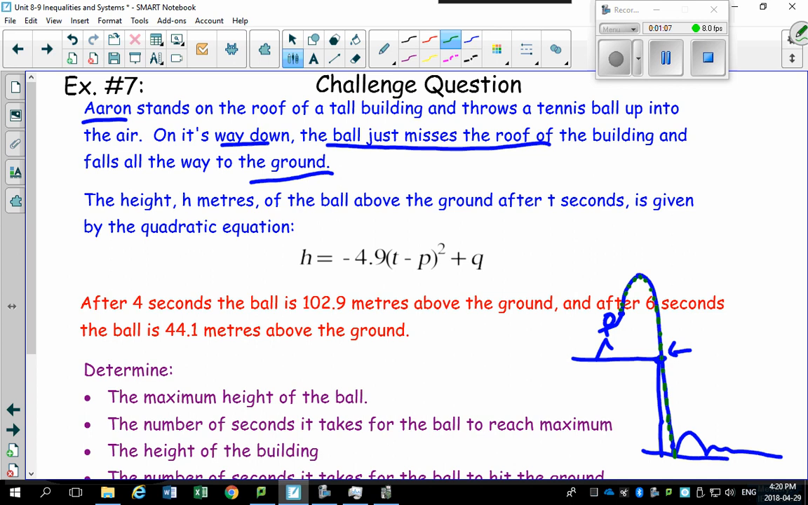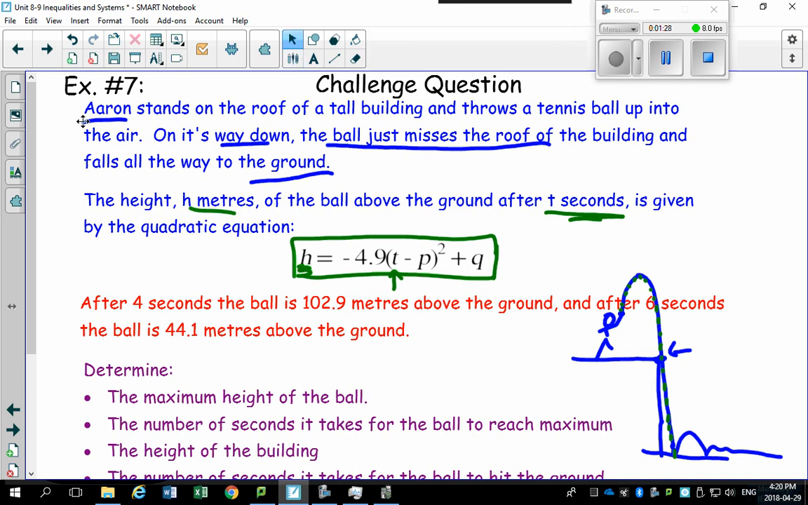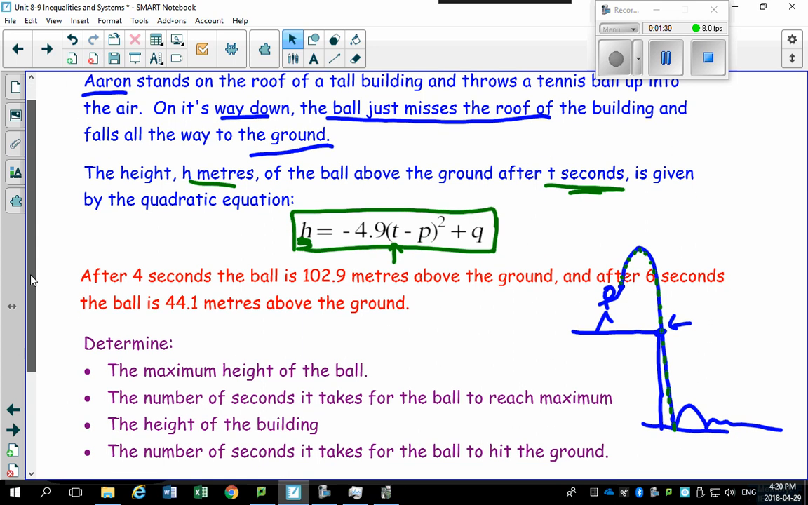The height is given in meters, h, the height of the ball above the ground after t seconds. So this is our time right here, okay? And it's given by this quadratic equation. Usually when I give you a quadratic equation in chapters 3 and 4, I would actually give you the p and q value. Not this time. That's what makes this incredibly ugly.